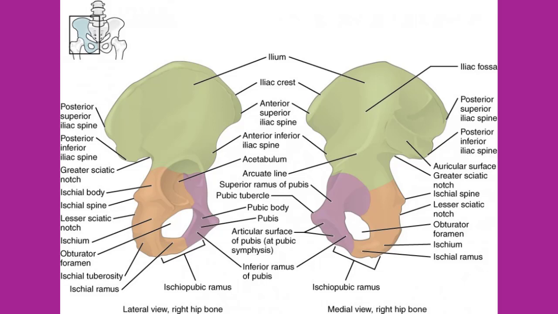The pubis forms the anterior portion of the hip bone, and the enlarged medial portion of the pubis is the pubic body. Located superiorly on the pubic body is a small bump called the pubic tubercle. The superior pubic ramus is the segment of bone that passes laterally from the pubic body to join the ilium. The narrow ridge running along the superior margin of the superior pubic ramus is the pectineal line of the pubis. The pubic body is joined to the pubic body of the opposite hip bone by the pubic symphysis.